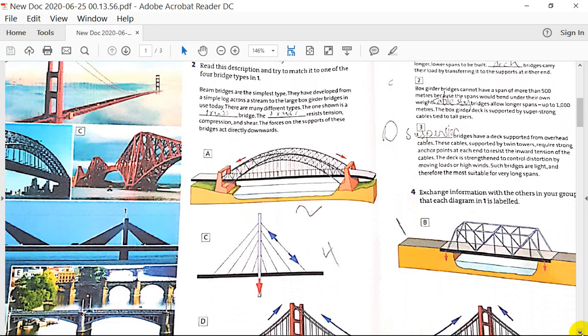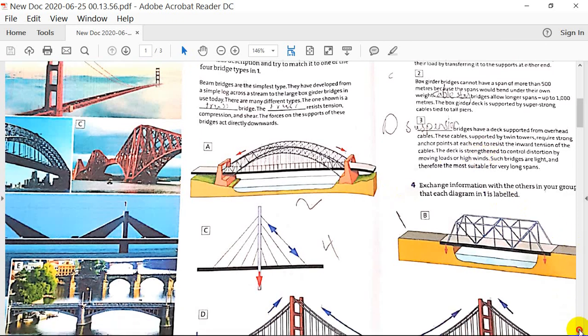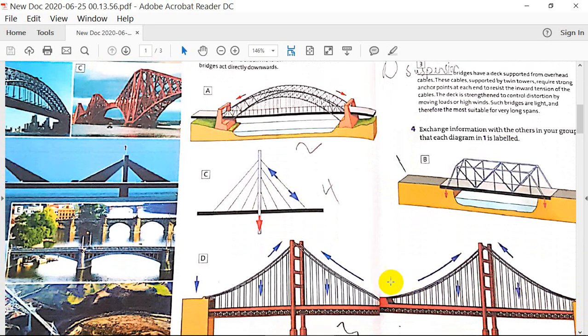In paragraph number 3 we have suspension bridge. Bridges have a deck supported from overhead cable. This cable is supported by twin towers. When we have the word twin towers, look here at the word twin towers. It means what? Two. Twin, that means what? Two. Twin towers. So it means here what? Immediately we can go to this shape because they are supported by twin towers. This is the first twin tower and this is the second twin tower.